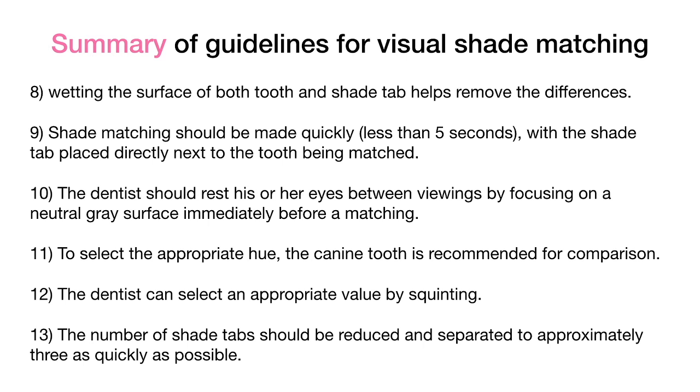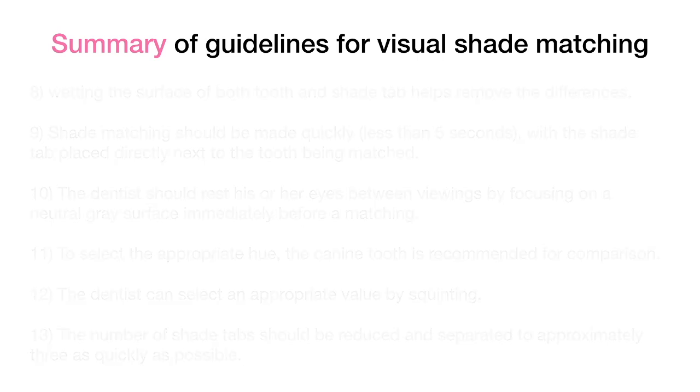Shade matching should be made quickly, in less than 5 seconds, with the shade tab placed directly next to the tooth being matched. The dentist should rest his eyes between viewings by focusing on a neutral color surface immediately before the matching. To select the appropriate hue, the canine tooth is recommended for comparison. The dentist can select an appropriate value by squinting. The number of shade tabs should be reduced to approximately 3 as quickly as possible.